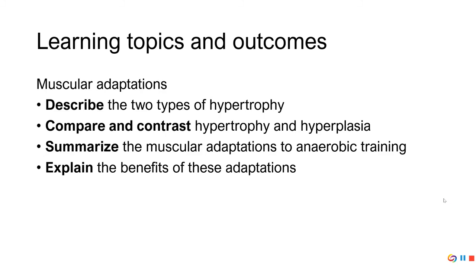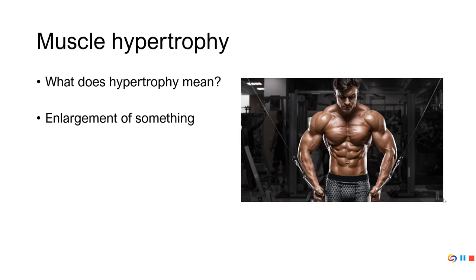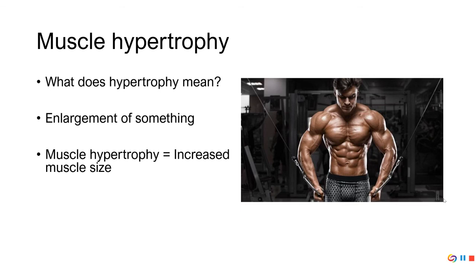So, here are the 4 objectives for the day. We're going to talk about hypertrophy and hyperplasia, and then how we have muscular adaptations during anaerobic training. Okay, so muscle hypertrophy, well, first of all, what does hypertrophy mean? When you hear the word hypertrophy, just think something's getting bigger. If we're talking about muscle hypertrophy, that means that the size of the muscle is getting bigger. And there's two ways or 2 time frames that this can happen. We've got transient and we've got chronic.